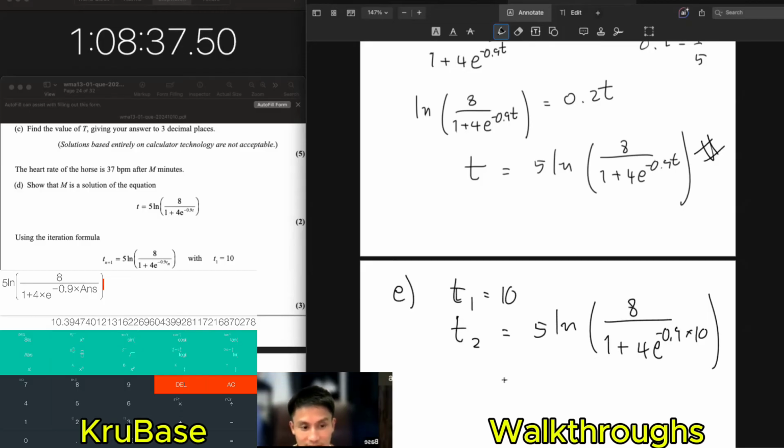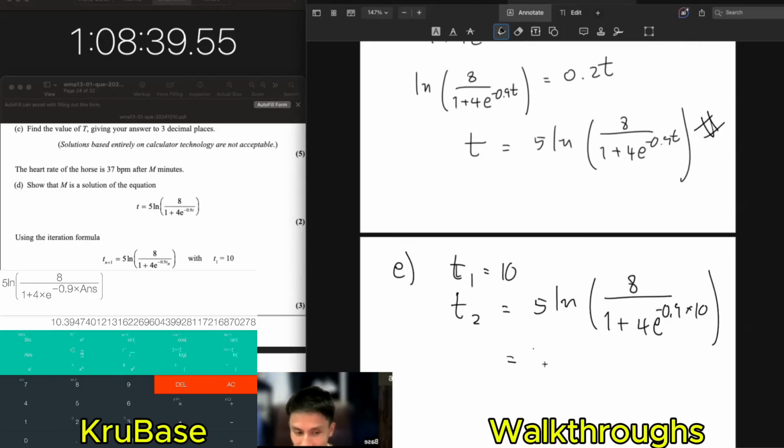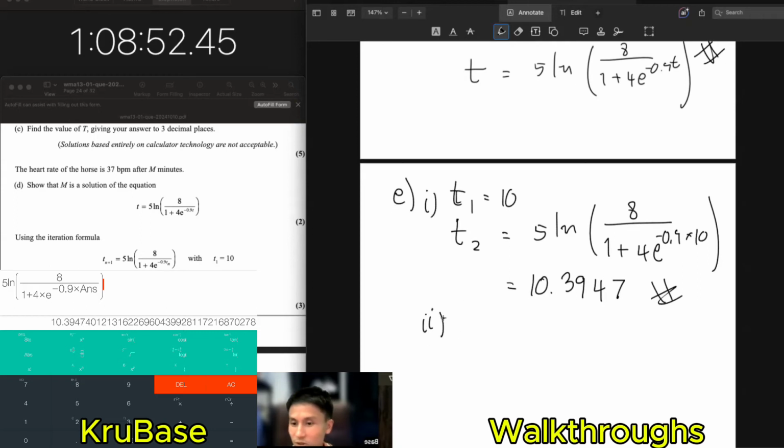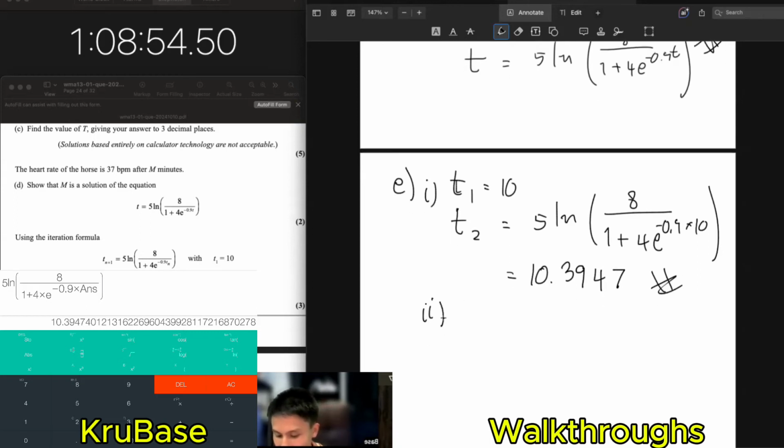That is just the second T, 10.3, 4 decimal places, 3947, yeah? So I'm just going to keep hitting the equal sign here. And as you can see, the value of m has just converged there.